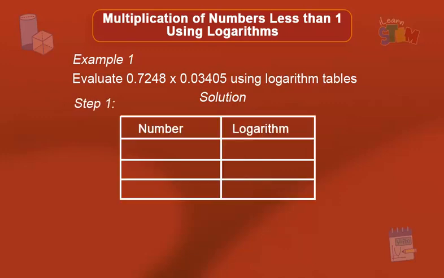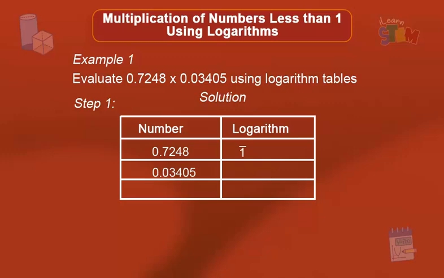Step 1. We will draw a table and insert the numbers we are evaluating in the first column. Then, we will first get the characteristic of 0.7248 before we solve for the mantissa. Recall that, in lesson 2, to get the characteristic of the logarithm, we counted the number of zeros after the decimal point and before the first non-zero digit, and converted the value into a negative number. In the number 0.7248, we get 7 right after the decimal point. So, we will count only one place. That means the characteristic of 0.7248 is bar 1.